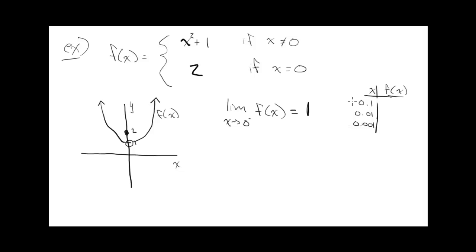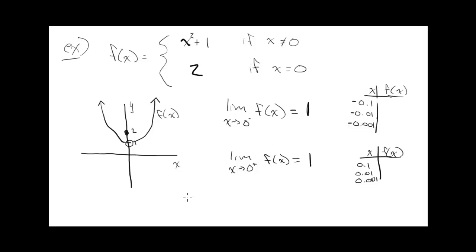But for the left limit, we should be going from the negative side. And then what would be happening? So you'd see that this would be approaching 1. And then we could do the same thing from the right. And again, from the graph, you can probably see that it's going to 1. If you didn't have the graph, you could take numbers a little bit bigger. And then again, you'd see that it's approaching 1.